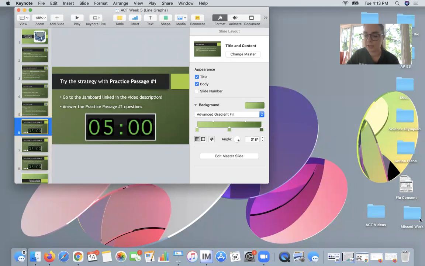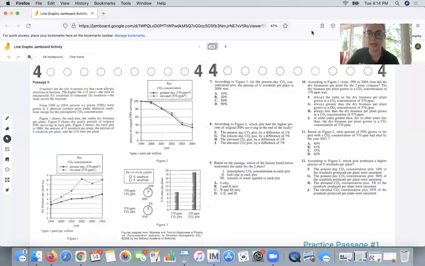We're going to go through answers for a couple of those questions for practice passage 1. So again, I'm not going to go through every single answer. If you want to see all of the answers, they are in the link in the description in the document that says answer key. We're just going to go through a couple that have to do with line graphs. All right, here is practice passage 1.